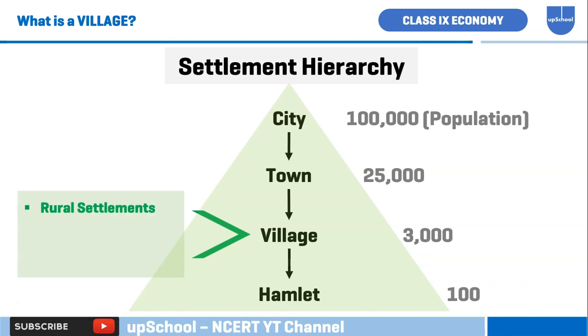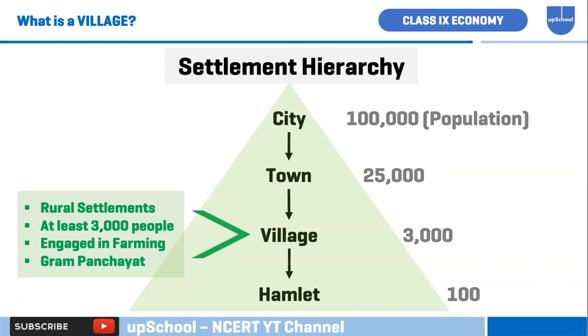So villages tend to have rural settlements. They have at least 3,000 population, and the citizens are mainly engaged in farming activities due to the more availability of resources and farming agricultural education. And villages have a Gram Panchayat, which is the political system in villages.